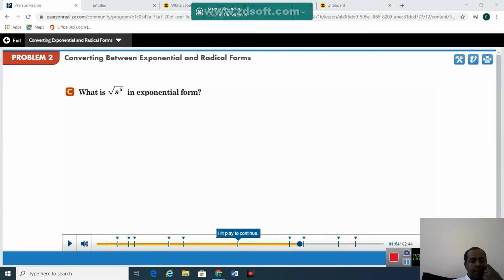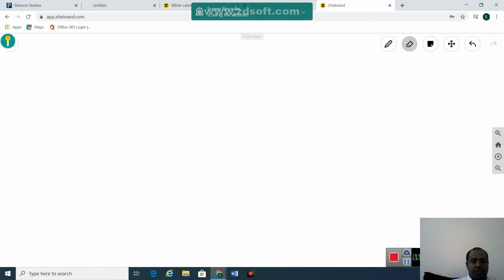Okay, problem 2, part C. What is the square root of a to the power of 5 in exponential form? This time, the radical expression is given, and we need to change it to exponential form. So we have the square root of a to the power of 5.